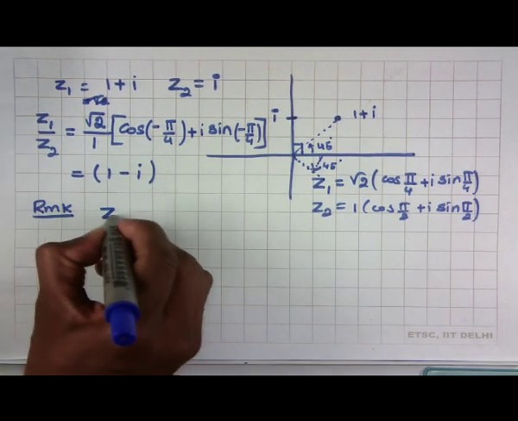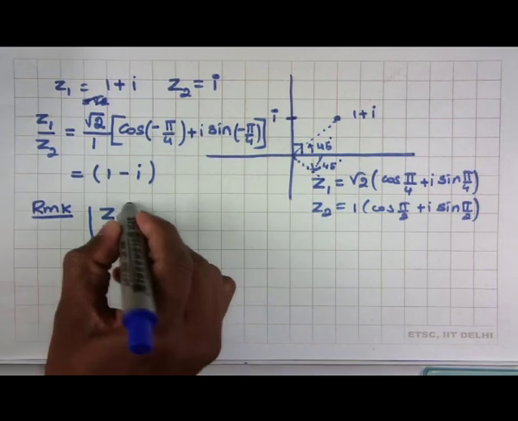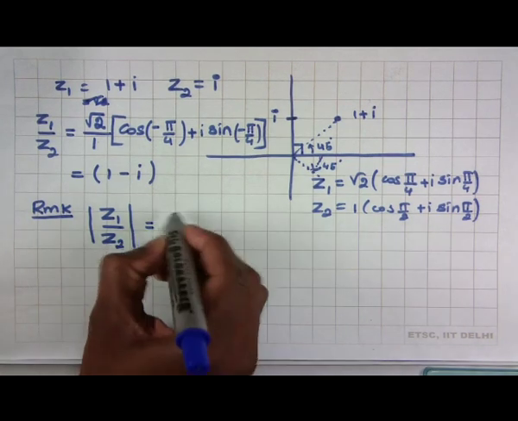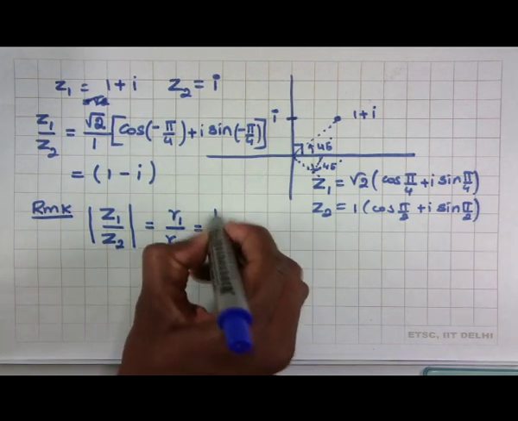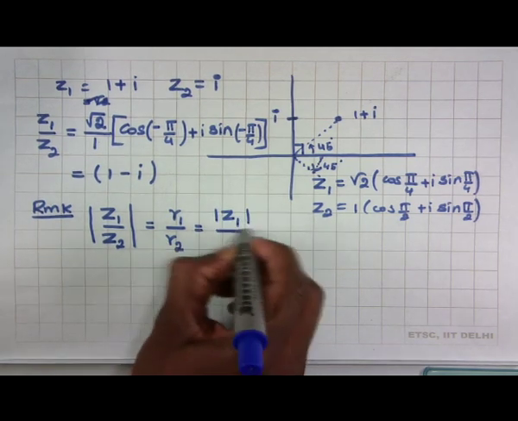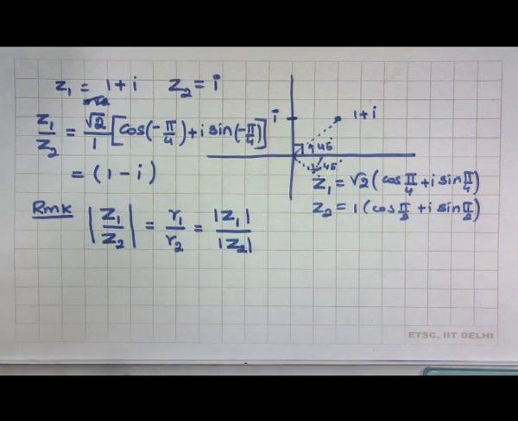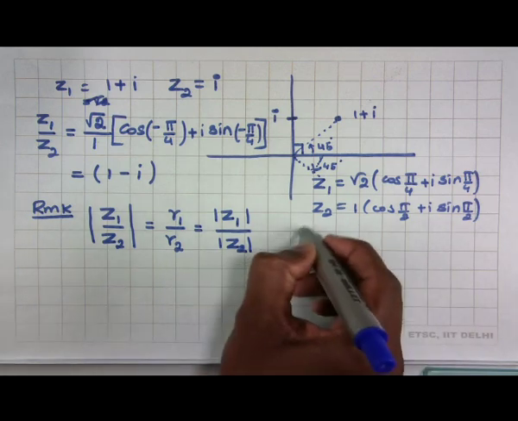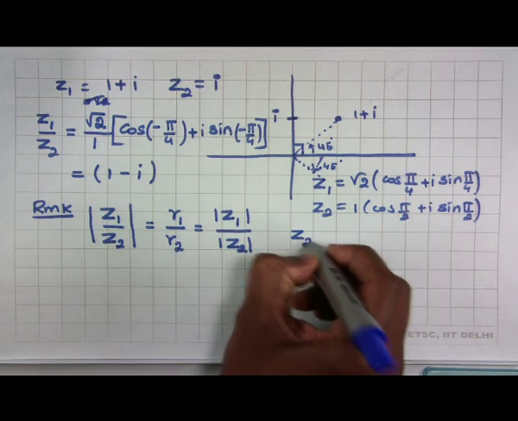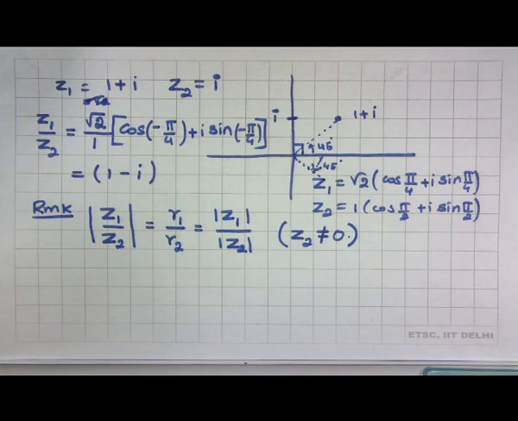So, let me just make a simple remark here. What we observe is when we divide, the modulus is given by R1 by R2, and we know R1 is the modulus of z1 and R2 the modulus of z2. And one important point I missed to mention, we make the division basically with z2 non-zero. This is always assumed, only then does it make sense.